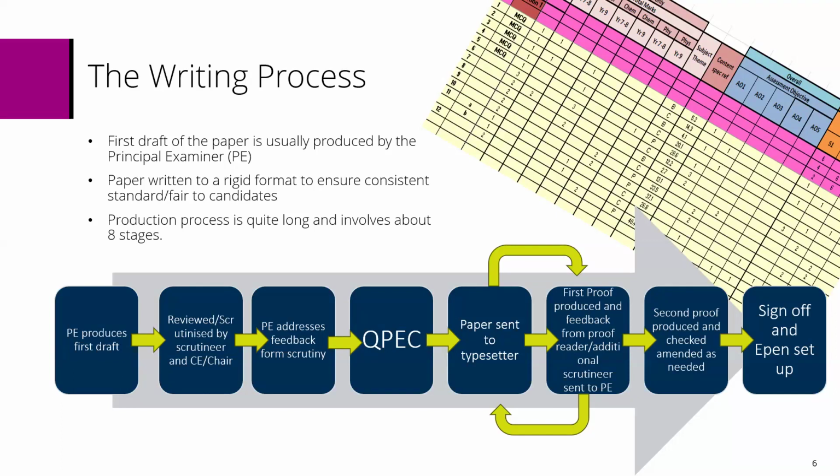At that point, we also begin to set up a system called ePen. ePen is an online system where we mark the papers. Once the paper's been sat, they're scanned into the system called ePen, and that's where they're marked. So papers are marked online.